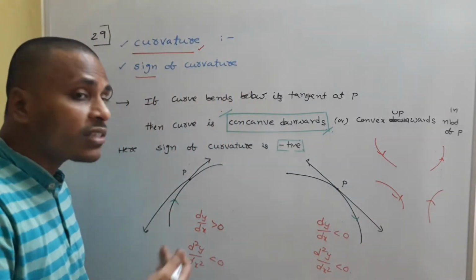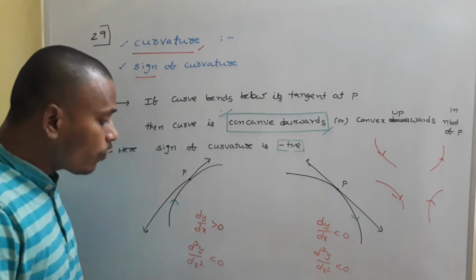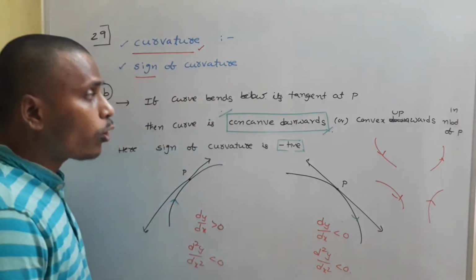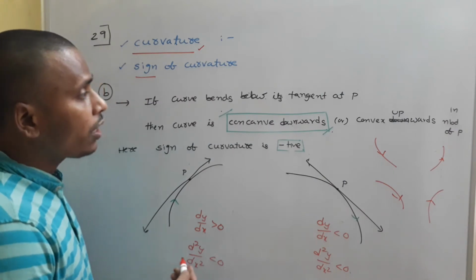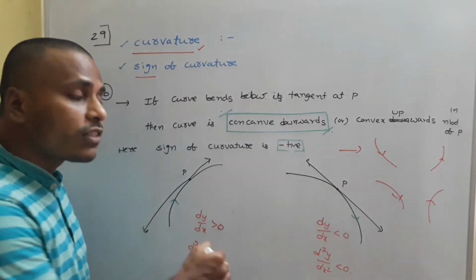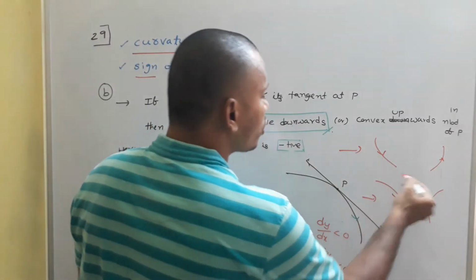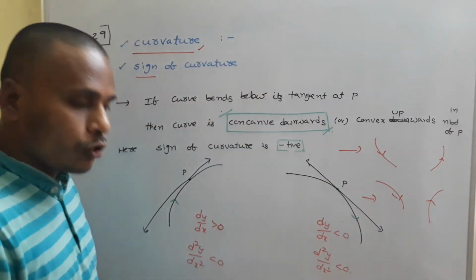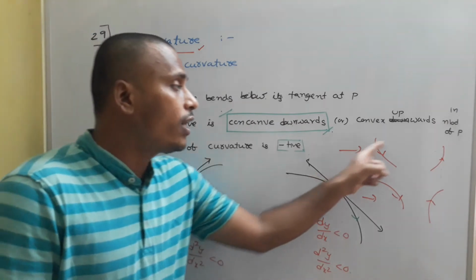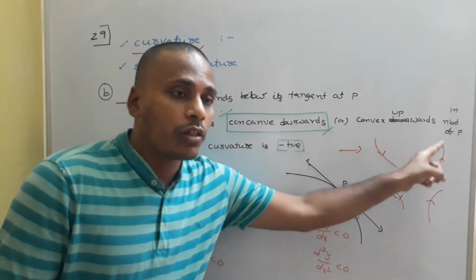Okay, and when you think about the second derivative, if the second derivative is positive, it is what? Concave upwards. Concave upwards means these two shapes, and if the second derivative is negative, concave downwards means these two shapes. Depending upon two values, dy by dx and d square y by dx square, we need to decide the shape of the graph among these four.